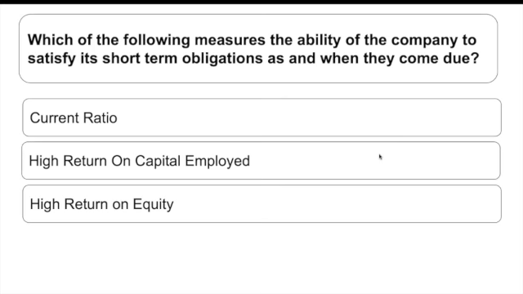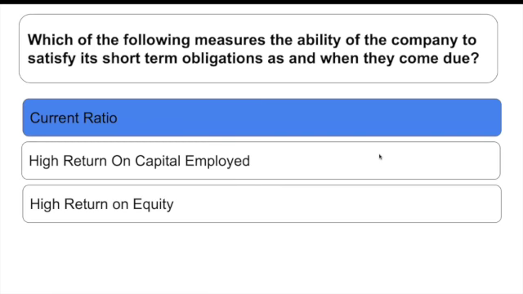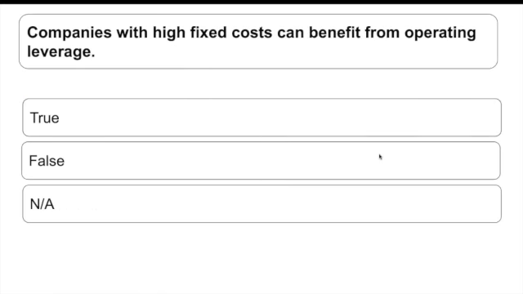Which of the following measures the ability of the company to satisfy its short-term obligations as and when they come due? A, current ratio. B, high return on capital employed. C, high return on equity. The correct answer is current ratio.